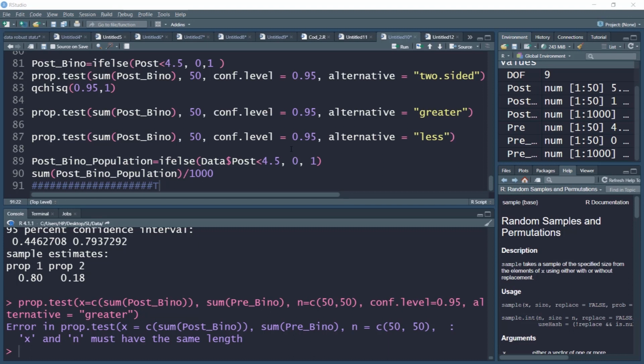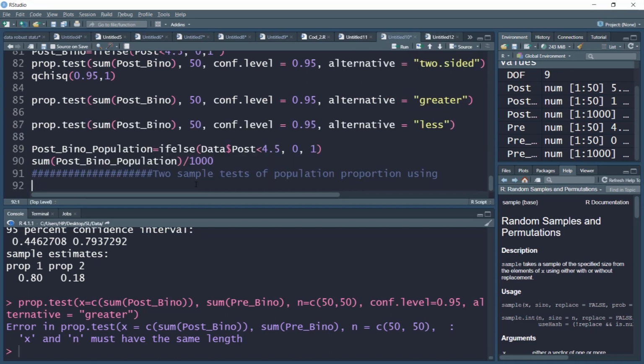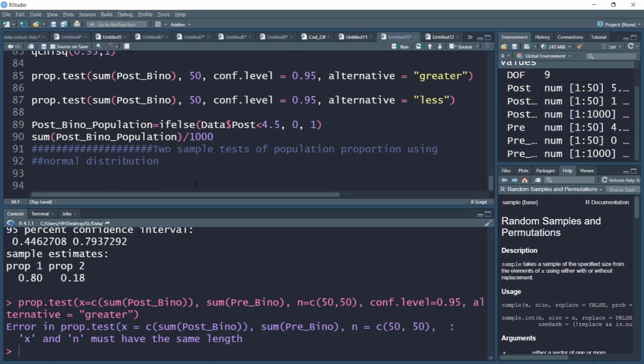So we'll conduct two sample tests of population proportion using normal distribution. And to start with, we'll again use that prop.test command. We'll now supply not one sample but two samples very easily. So first we'll provide post bino, and then we'll provide pre bino.